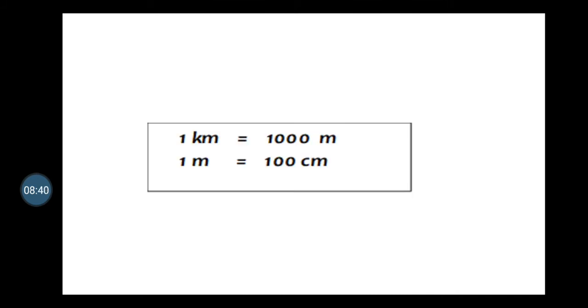This is the relation between very big units and small units. 1 kilometer equals 1000 meters, and 1 meter equals 100 centimeters.